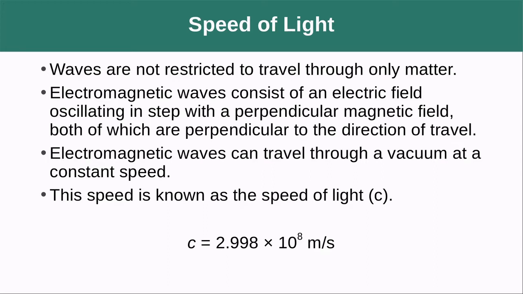And the real takeaway that you need to have is that there is a set speed of light as it travels through a vacuum. All light, electromagnetic radiation, regardless of its other properties, is going to travel at 2.998 times 10 to the 8 meters per second through a vacuum.